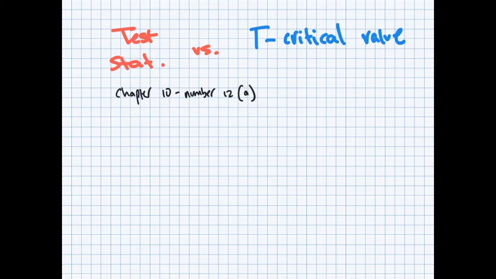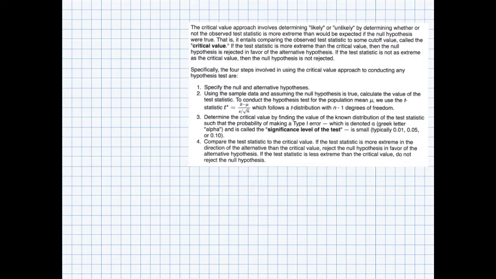Okay, let's start with what the test statistic is. What exactly is that, and what is it used for? Let's take a look at this definition here, which I think is really helpful. We can use the test statistic and the t-critical value to determine if we can reject the null hypothesis or not. An important thing to think about here is where it says the critical value approach involves determining likely or unlikely by determining whether or not the observed test statistic, which is the test statistic that we're going to calculate, is more extreme than would be expected if the null hypothesis were true.